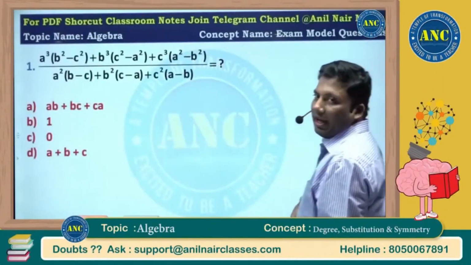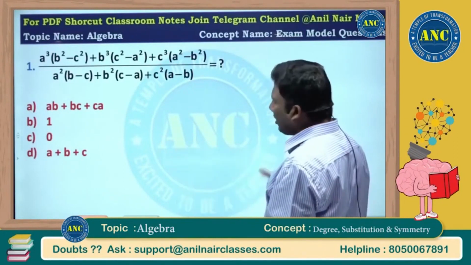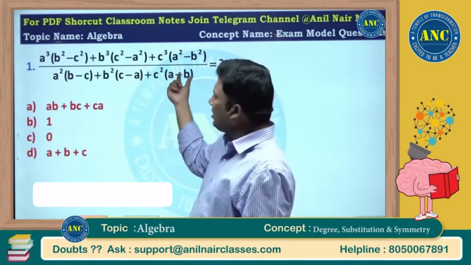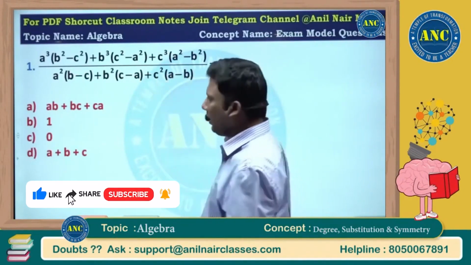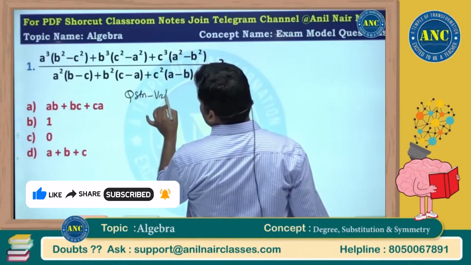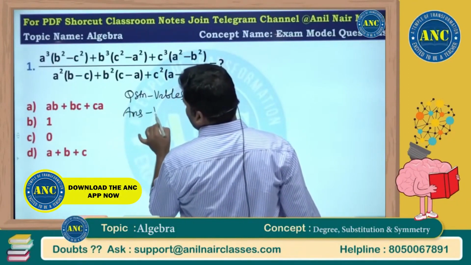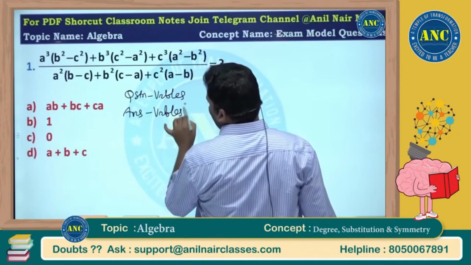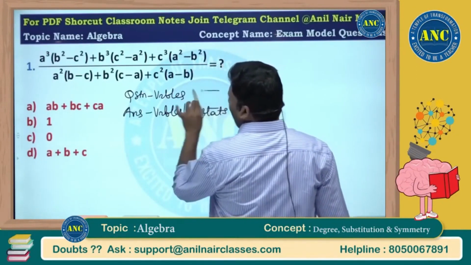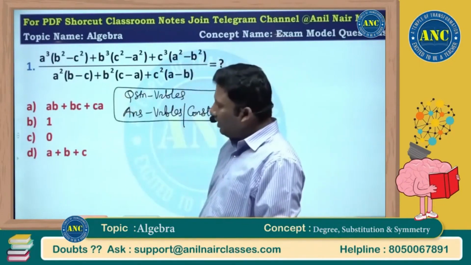See the first question. For every concept I will write down what the concept is. A cube into b square minus c square, b cube into c square minus a square into b minus c. The question contains variables. Answer options contain either variables or constants.